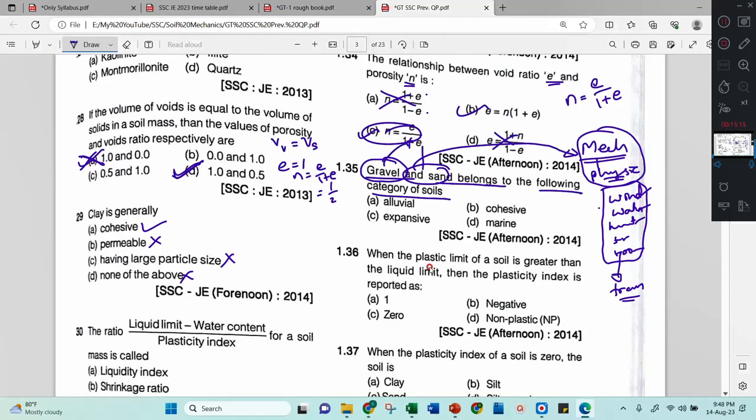Which of these is a transported soil? Cohesive soil, no. Clay, therefore this is not the answer. Marine soil, just below the sea, not the answer. Expansive soil and cohesive soil both are the same, therefore not the answer. Therefore alluvial soil is the correct answer.